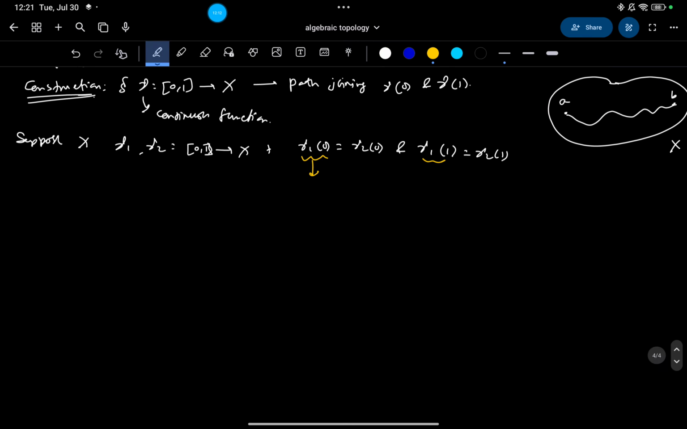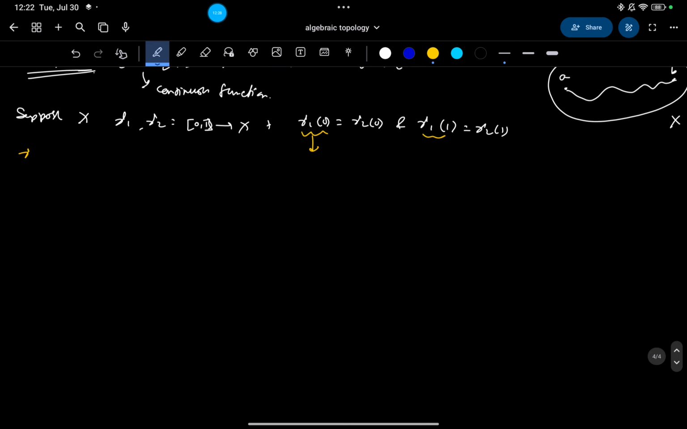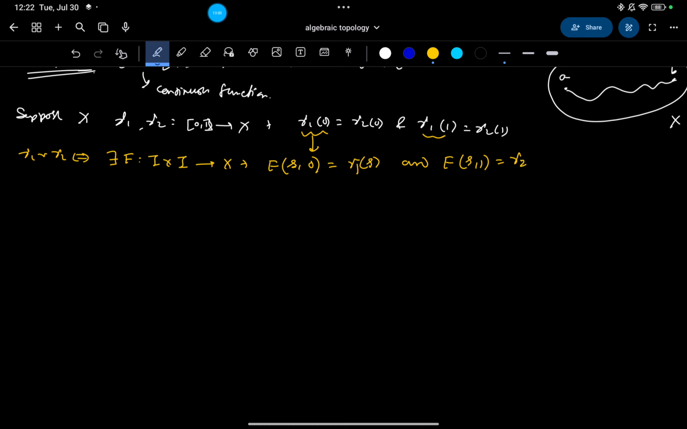So whenever you have two continuous functions from [0, 1] to X, means paths in the topological space X, whose initial points and final points are the same, in that case gamma 1 and gamma 2 are said to be homotopic if and only if there exists f, a mapping not from X, but from I cross I to X, such that f(s, 0) is gamma 1(s), and f(s, 1) is gamma 2(s) for all s belonging to I.